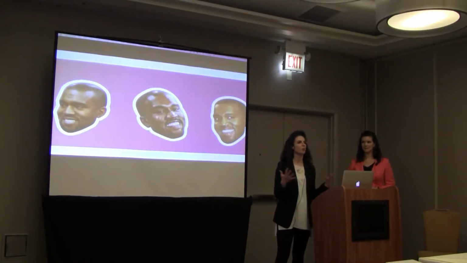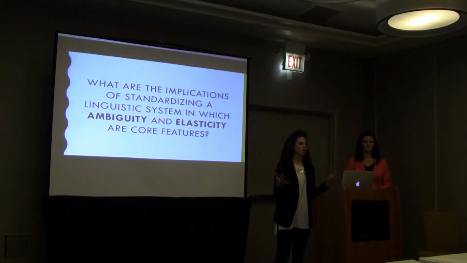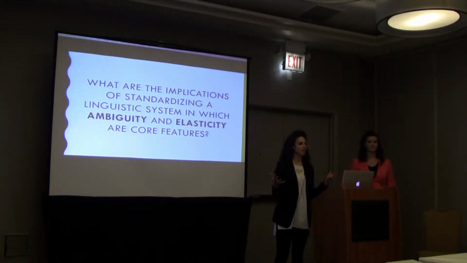And as Maggie and I were working on this, the key point that we boiled down to was the following question: what are the implications of standardizing a linguistic system in which ambiguity and elasticity are core features? That's our key question. And we're going to cycle through four case studies to begin exploring this key question.